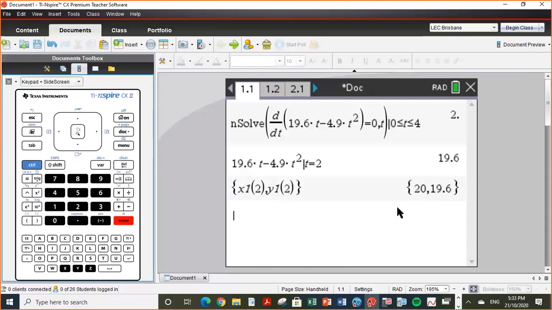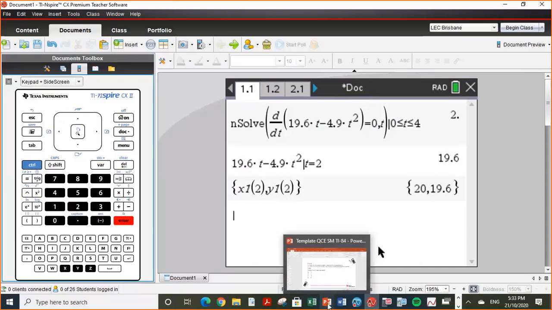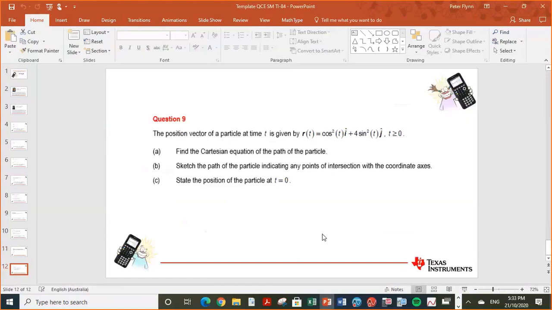Okay, so that's that question, and then the final question for today, if I can go back to the PowerPoint slide. This one has a couple of tricky parts to it. This is the position vector as a function of time. In this instance, our parametric equations are x equals cos squared t and y equals 4 sine squared t.